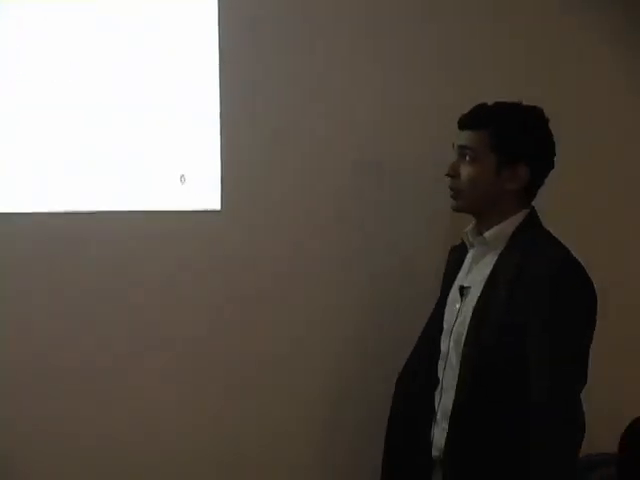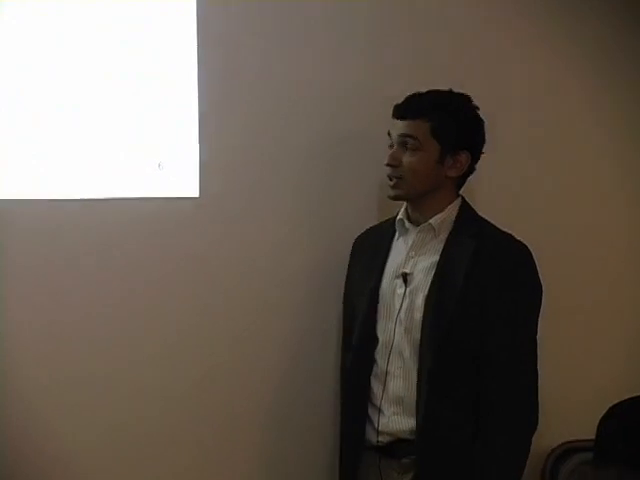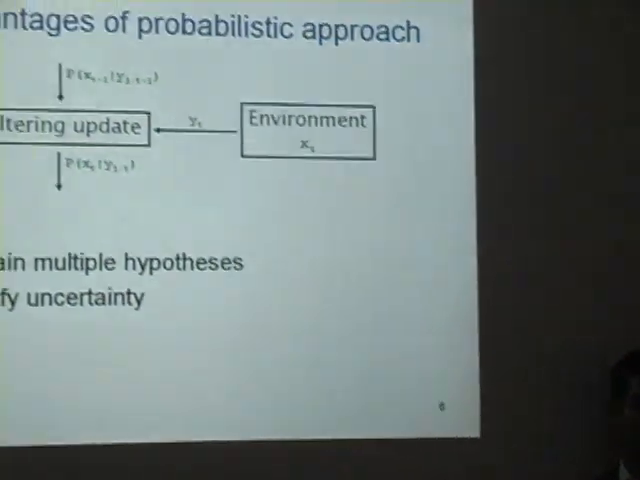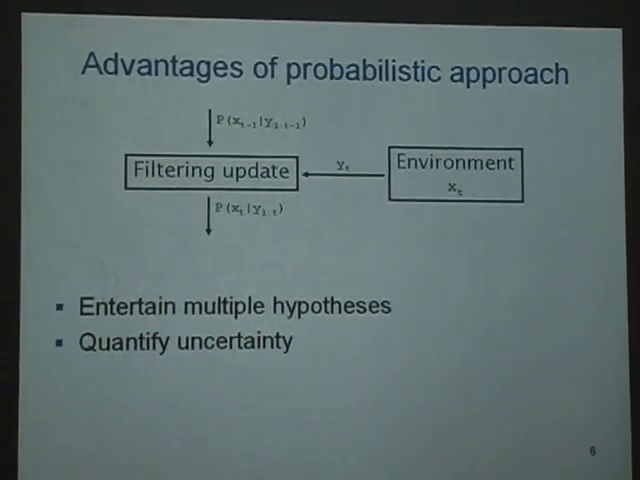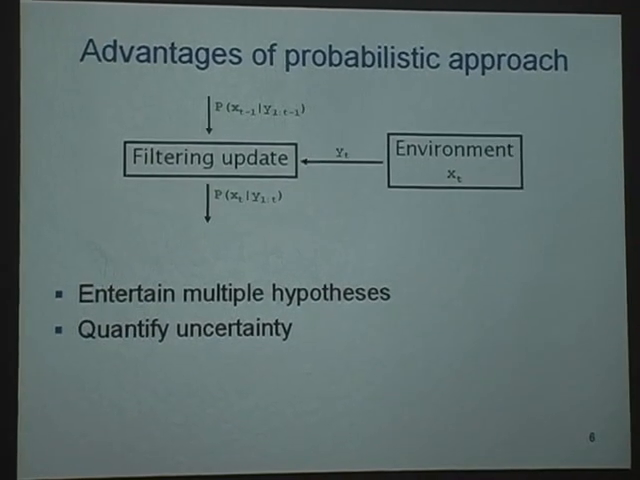And there are some well-known advantages of doing it this way, which is that if we maintain a distribution, we can keep track of many hypotheses. If we're unsure what the true state is, we can quantify how uncertain we are about things.